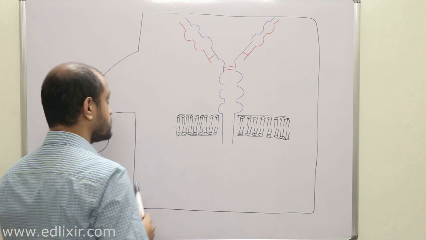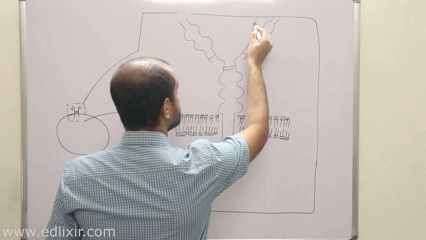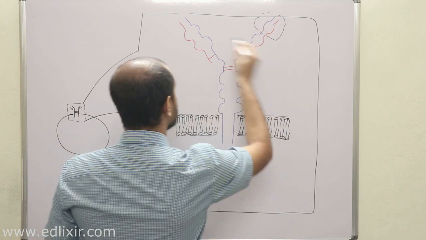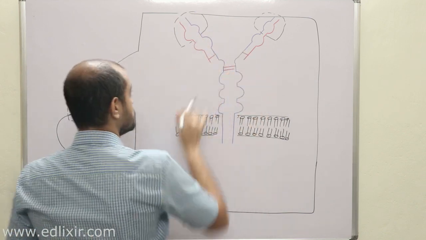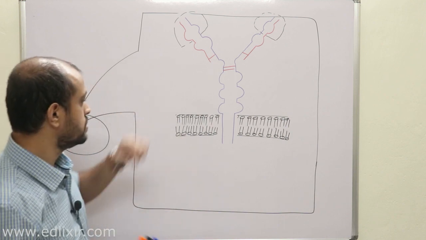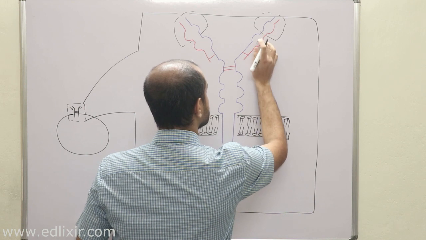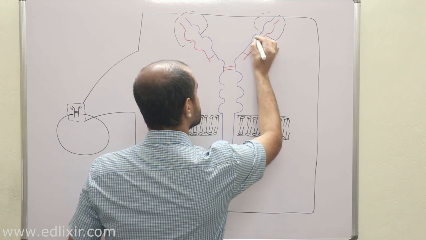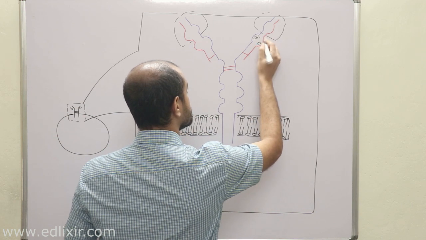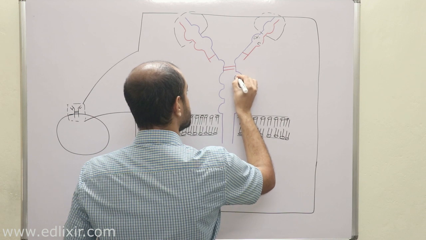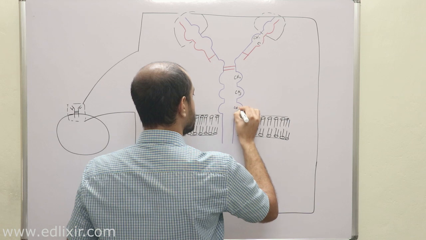Clear? So this is the variable region. This is the variable region. This is the constant region, and you know the rest. Clear? Now listen with all your attention. So this is constant heavy 1, this is constant light area, sorry, not 1, 2. Now listen, this is CH2, this is CH3, this is CH4.